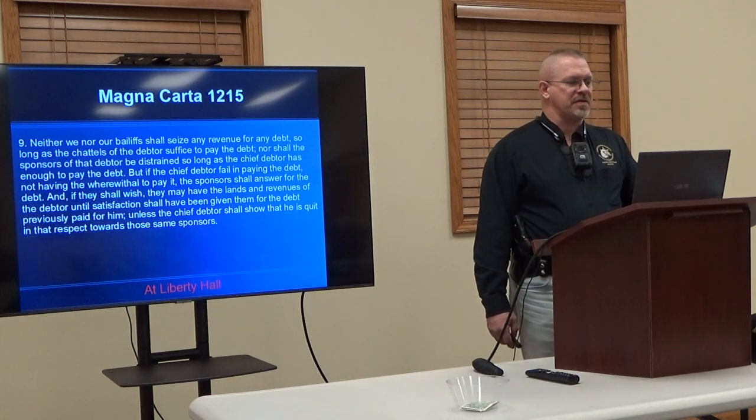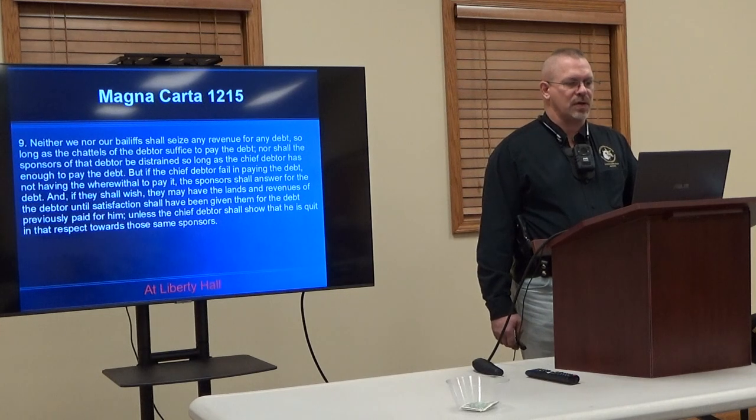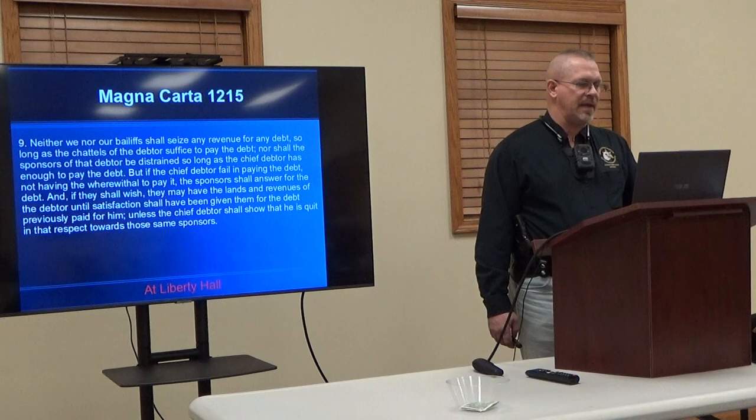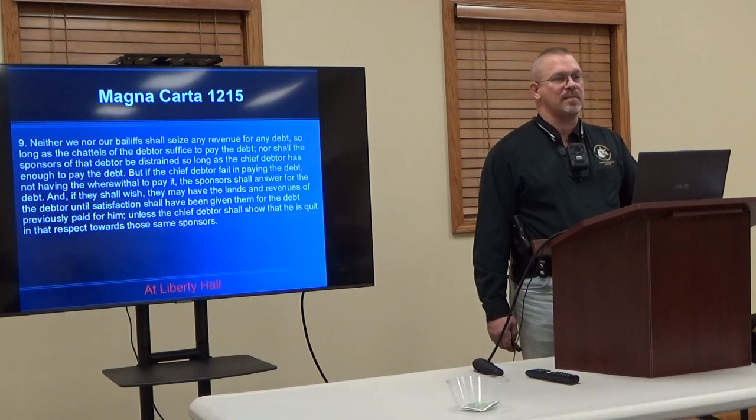Nor shall the sponsors of the debtor be distrained so long as the chief debtor has enough to pay the debt. But if the chief debtor fail in paying the debt, not having the wherewithal to pay it, the sponsors shall answer for the debt. And if they shall wish, they may have the lands and revenues of the debtor until satisfaction shall have been given them for the debt previously paid for him, unless the chief debtor shall show that he is quit in that respect towards those same sponsors.